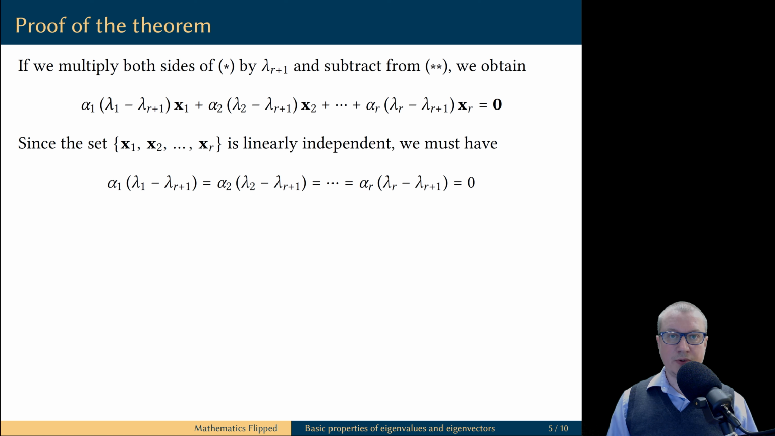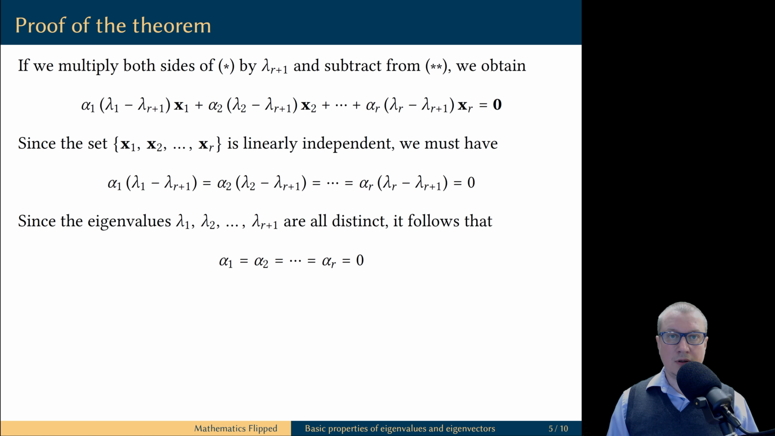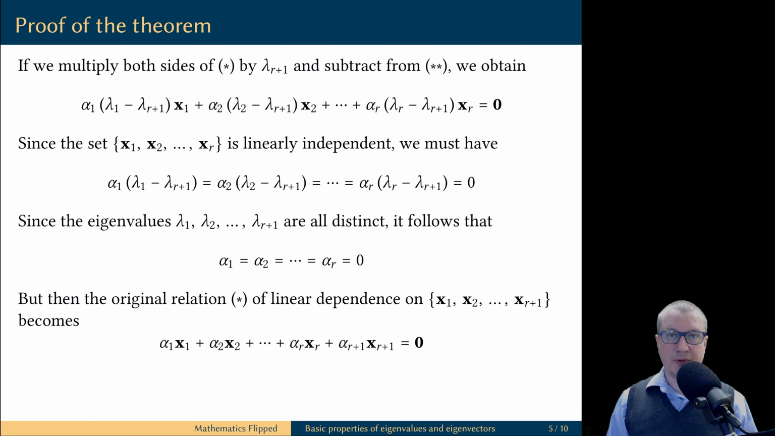Notice that in this proof, we have not yet used the assumption that all eigenvalues are distinct. Now is the time to use this assumption. All the differences of the eigenvalues in parentheses are not equal to 0. Therefore, all alpha scalars must be equal to 0. With this information, let's go back to the original relation of linear dependence on the set x1 through xr plus 1.